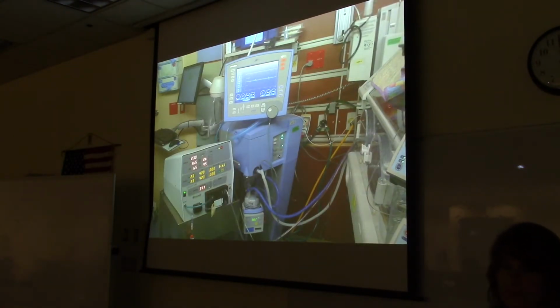All right, so I need to update my picture because now instead of them using the Avea for the conventional ventilator next to the jet vent, they have a little tiny, maybe like a 10-inch by 10-inch ventilator that they put next to it. So instead of having all this equipment at the bedside, it's a lot smaller now.